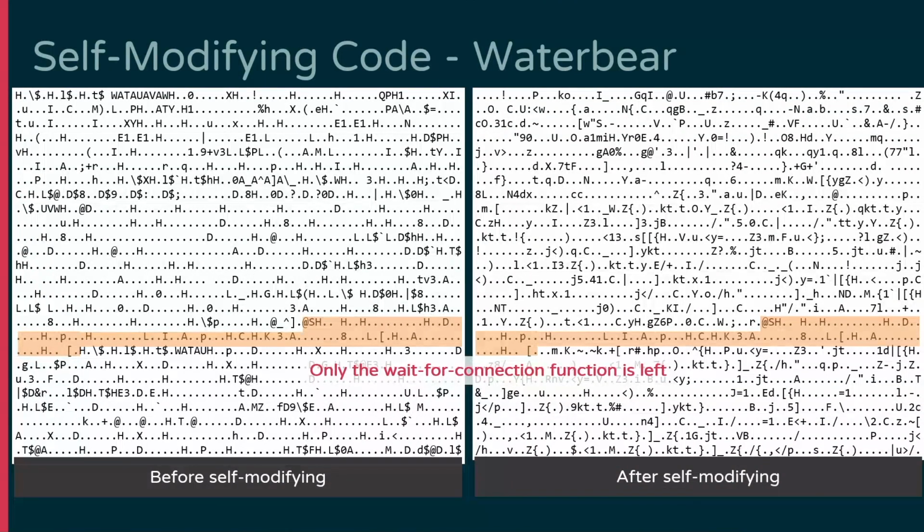Waterbear usually uses self-modifying code. The shellcode will decrypt the code that is needed and encrypt the code that is not needed while executing, and repeat this action continuously. Such a mechanism may be able to bypass our framework. For example, you can see that only the function waiting for the connection will be decrypted during execution, and the others are encrypted after self-modifying code.